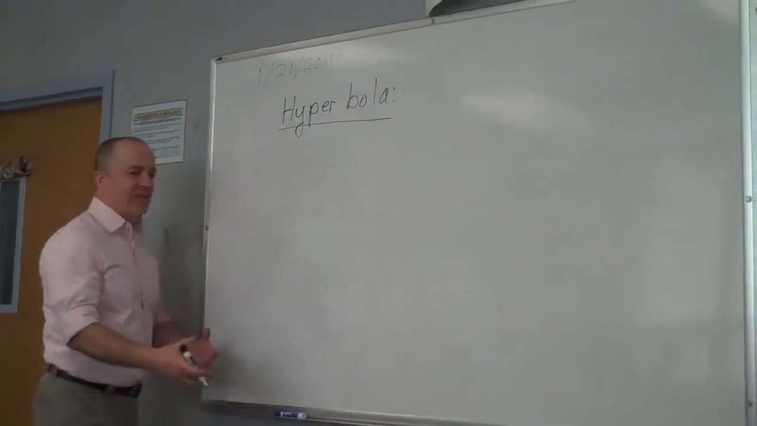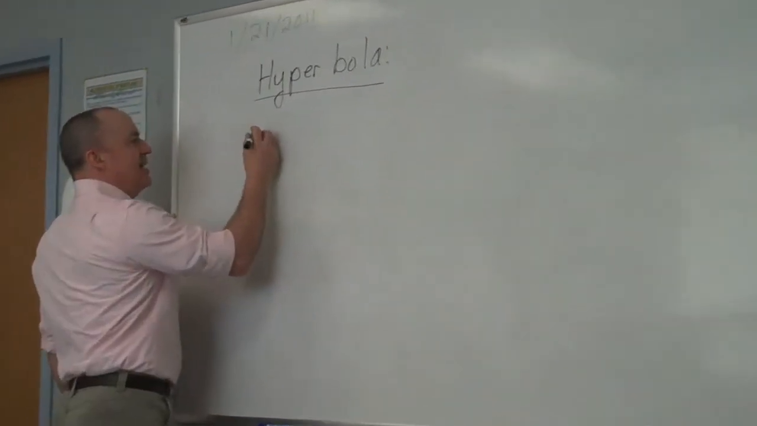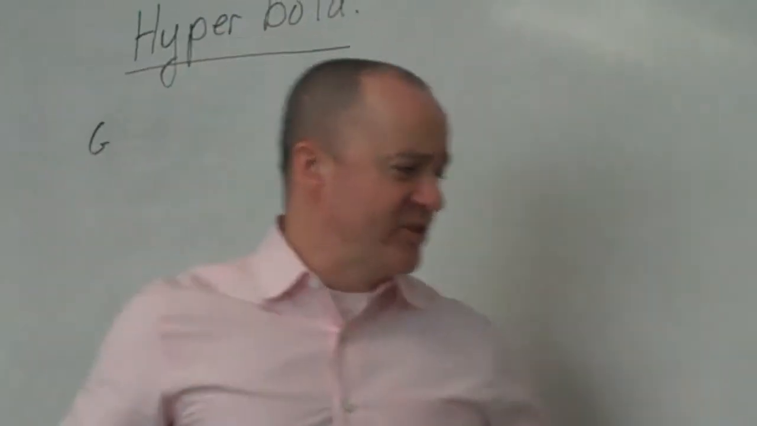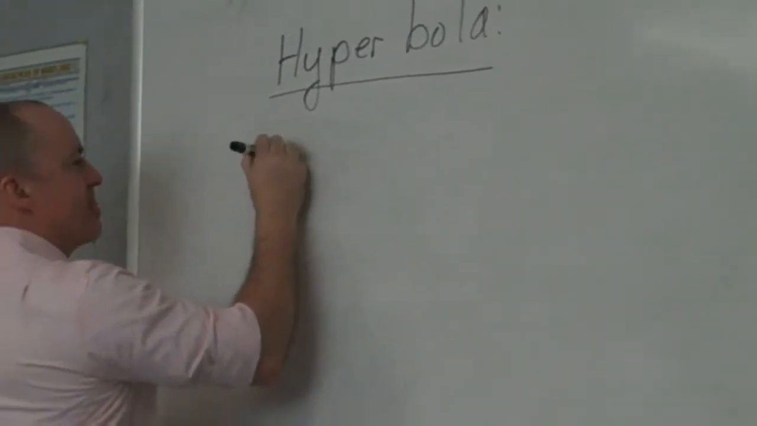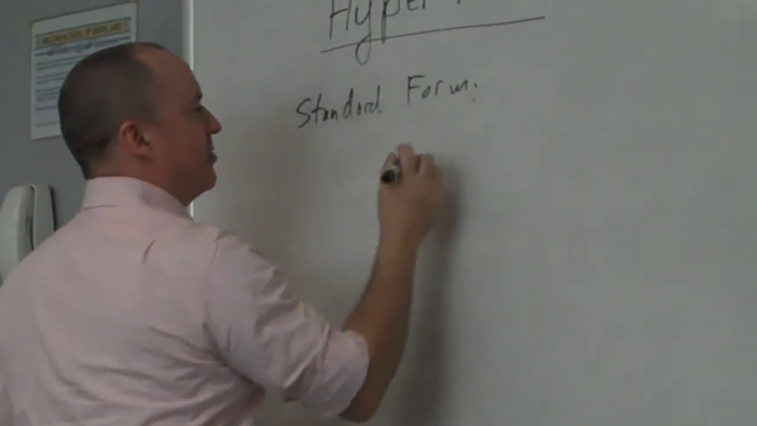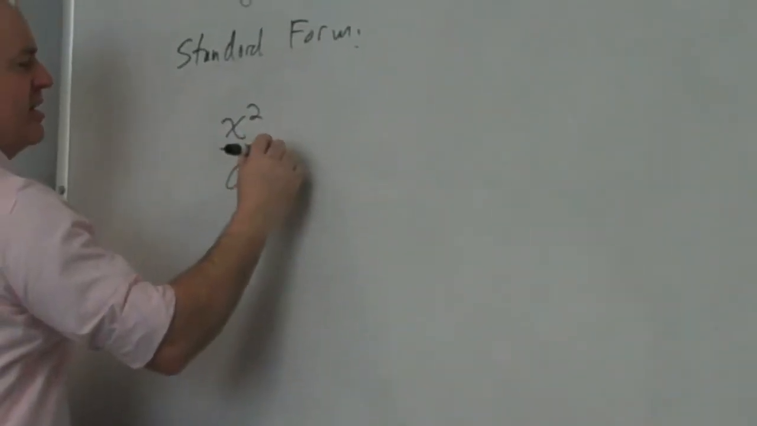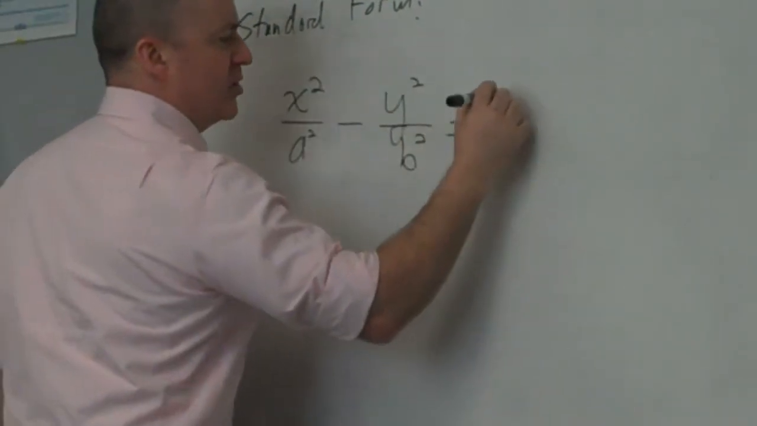Okay, so hyperbolas. A lot of this overlaps with ellipses, so I may not have to go as long today as I did yesterday, because that took forever. The standard form, not the general form, I want to say this correctly. The standard form of a hyperbola is x squared over a squared minus y squared over b squared equals 1.